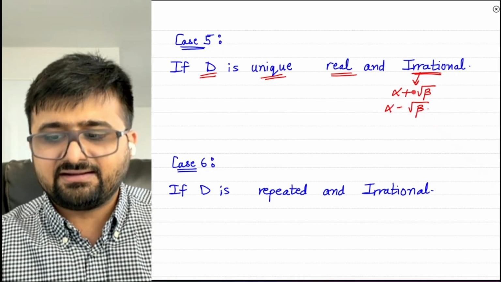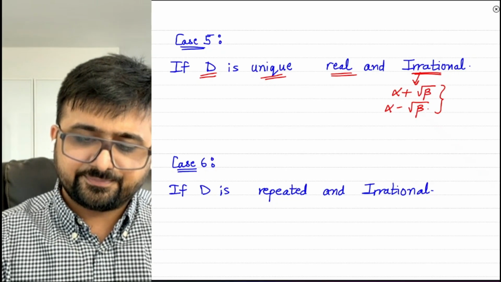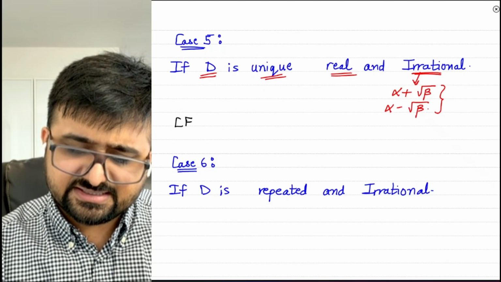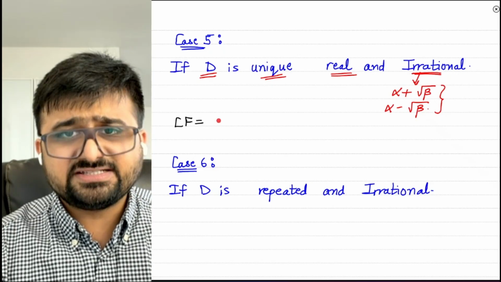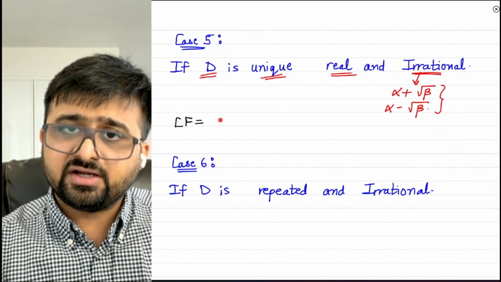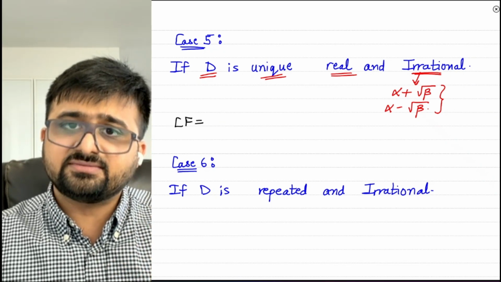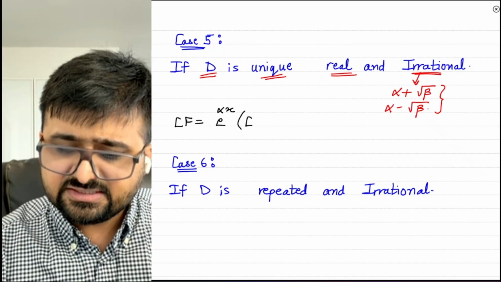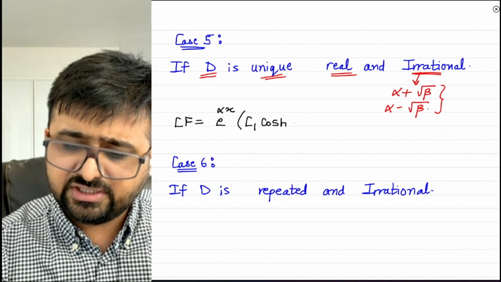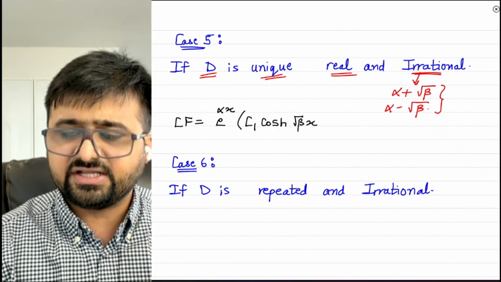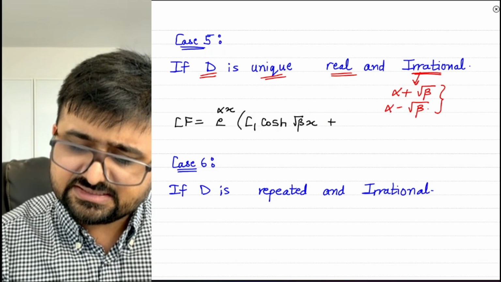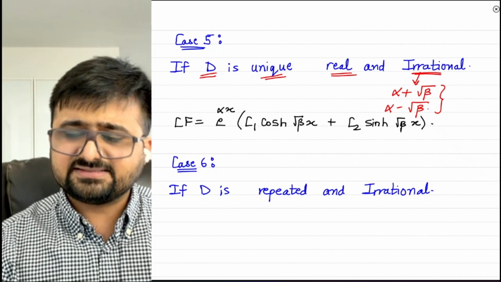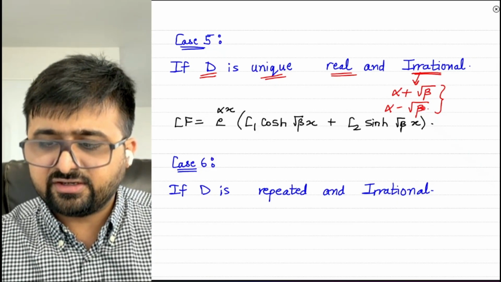Okay, but if it is irrational, they would occur in conjugate pairs like you see here. The complementary function in this case is very similar to complex numbers, but instead of cos and sine that we had in complex numbers, we'll write hyperbolic. So the complementary function becomes e to the power alpha x times c1 cos hyperbolic root beta x, remember it is root beta here because there is a square root, plus c2 sine hyperbolic root beta x. That's the complementary function in case of real but irrational roots.